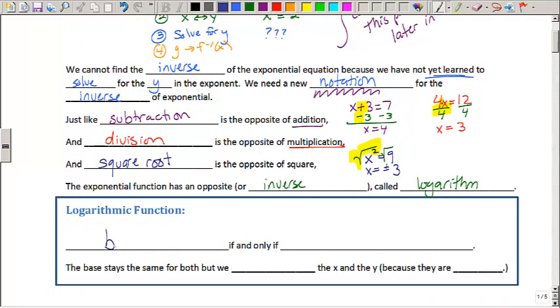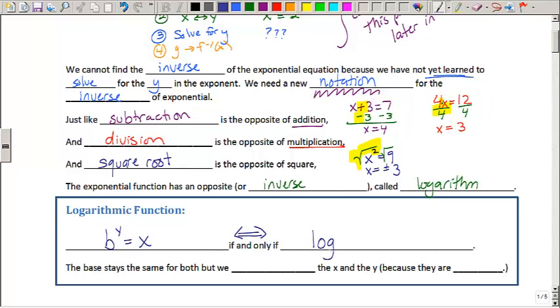Let's say I have an exponential function, b to the y equals x. I can rewrite b to the y equals x in another form, in a logarithmic form. This "if and only if" means if my first statement is true, then my second statement is true. Conversely, if my second statement is true, that means the first statement is true. That's what this "if and only if" means. So if b to the y equals x is a true statement, then this must also be another true statement.